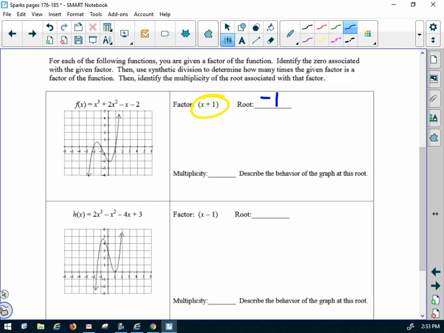what does the graph look like at x equal -1? Just crosses. What's the multiplicity? 1. Describe the behavior. The graph just crosses the x-axis. That's all it does. Nothing interesting.